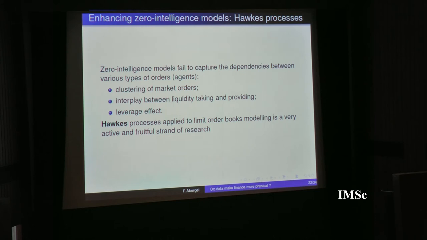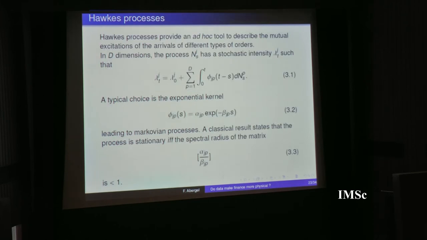I'm sure many of you are familiar with these, but Hawkes processes have been successfully applied to limit order book modeling, as well as modeling in many other areas, typically neurosciences, earthquake modeling, etc. It's still a very active strand of research, and they provide a good fit to the properties that I've shown. So let me just recall rapidly what a Hawkes process is.